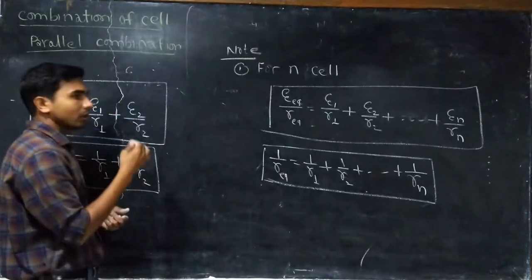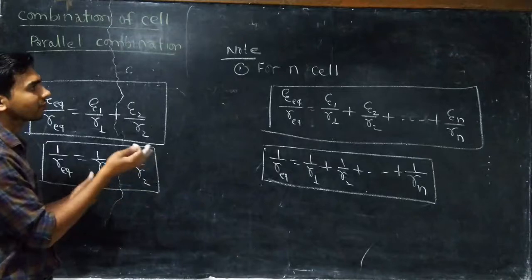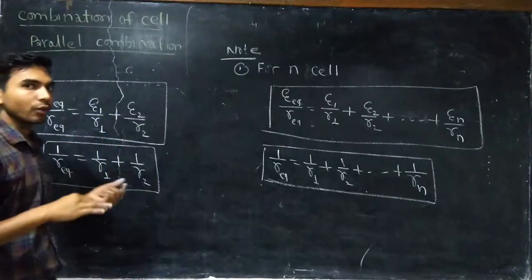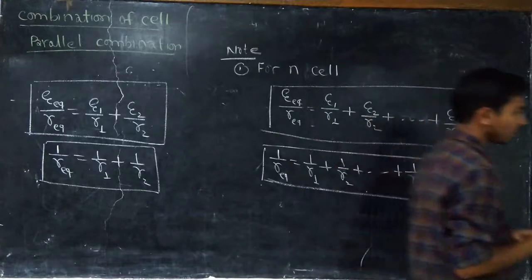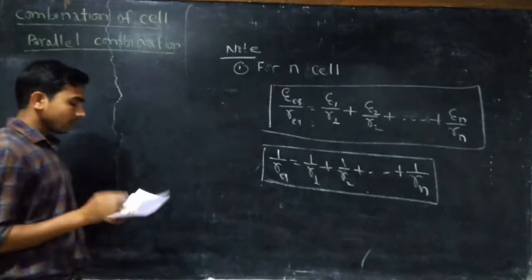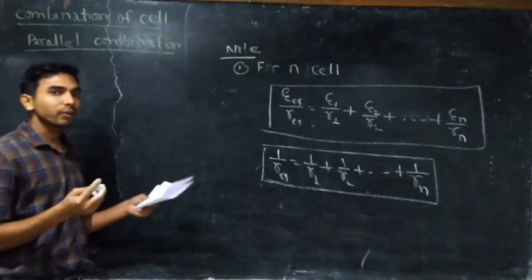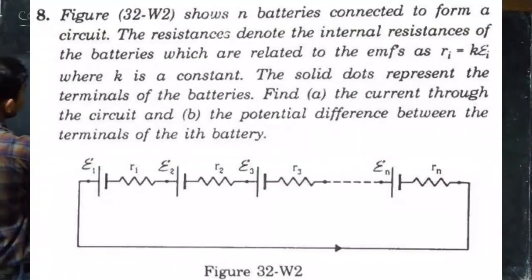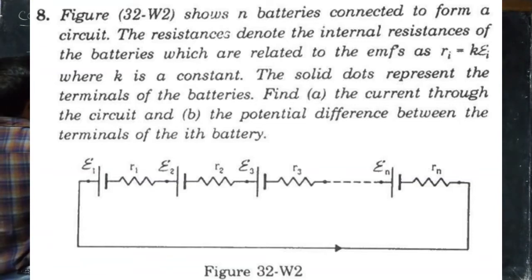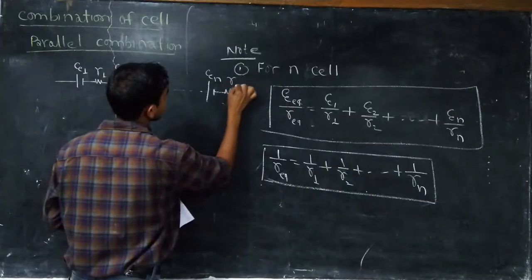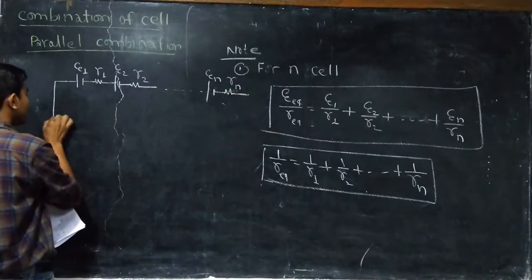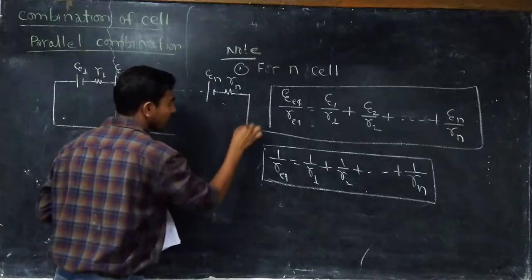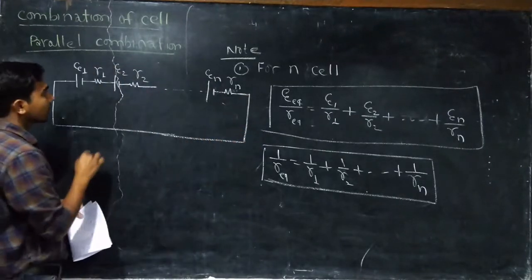Now I'm going to take one numerical problem, just like an example on this combination of cells. So this part is over. In this question one circuit is given, right? So first I'm going to draw that circuit and see what it is. This is your E1 R1, E2 R2, and this is your En Rn, right? And these two terminals are connected to a battery.